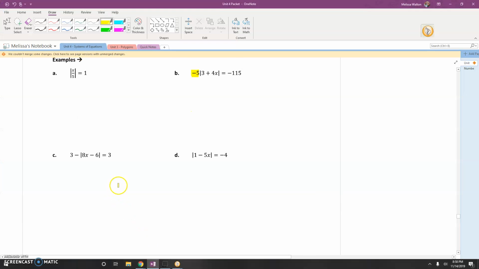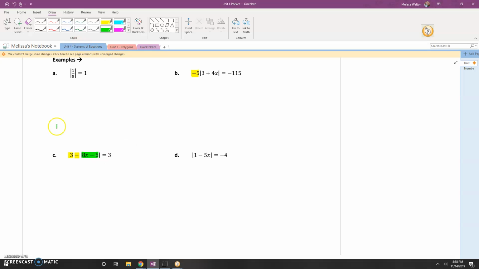And they are right here. Now, same thing that we've got going on here. I have a 3. I have a negative sign there. And then I need to get this by itself. I need to get my absolute value by itself. So do not overthink this.